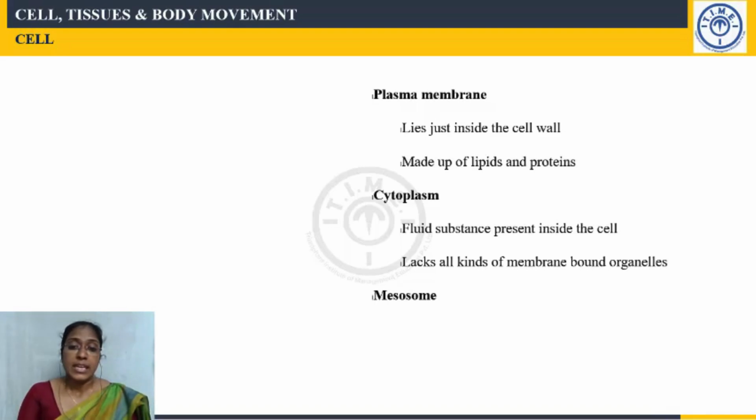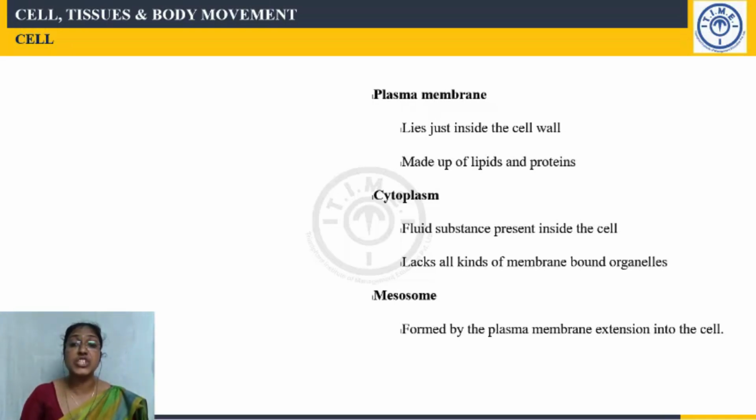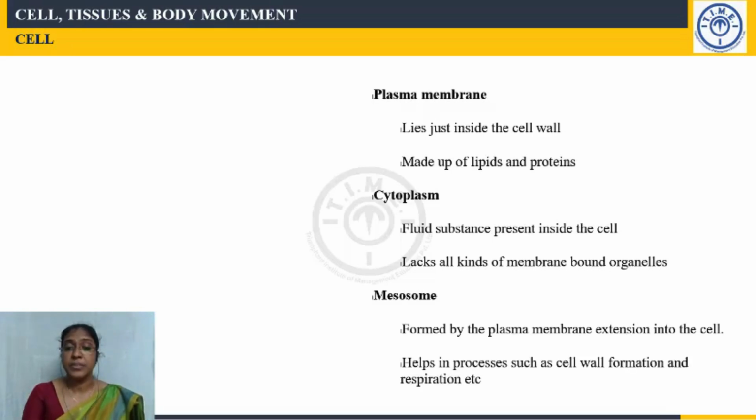Then what is a mesosome? Mesosomes are formed by plasma membrane extensions into the cell. So mesosomes are not a separate cell organelle or unit. They are the extensions, the inward invaginations, of what? The cell membrane or plasma membrane in the prokaryotic cell. Then what is their function? They help in processes such as cell wall formation and respiration.